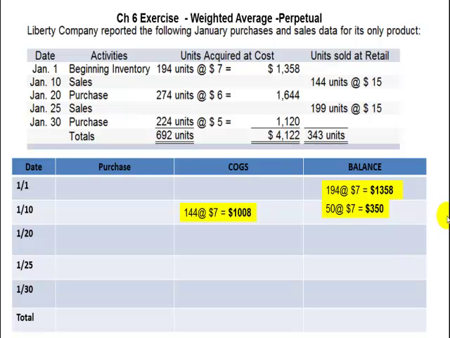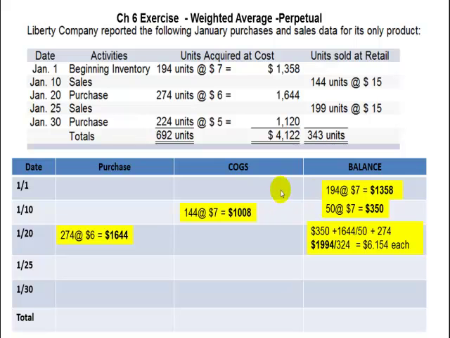Let's go on to the 20th. On the 20th, we purchased another 274 of these units. These are all, by the way, the same thing. We're just getting them at different prices. We bought another 274 of these units. We paid $6 a piece for them, or a total of $1,644. We didn't sell on the 20th, but now we have to come up with a weighted average cost.